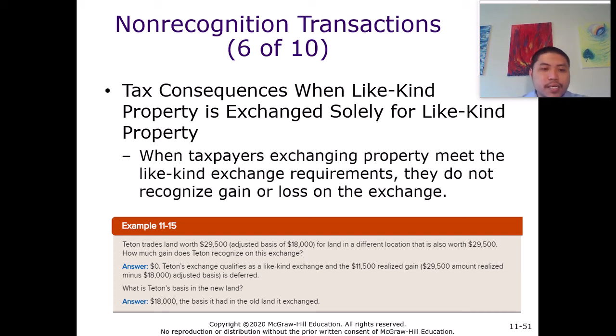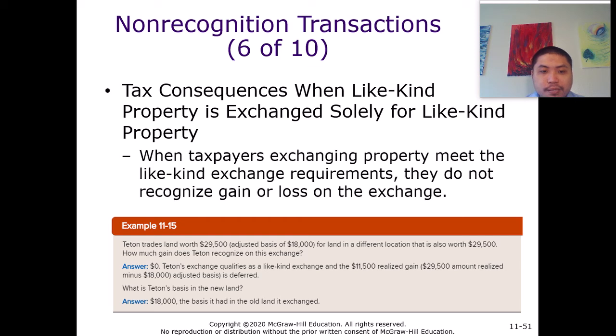So let's say Titan trades land worth $25,900 with an adjusted basis of $18,000 for land in a different location that is also worth $29,500. And it asks how much gain does Titan recognize on this exchange. The answer is 0, right? Like we said, because this is a purely like-kind exchange, there's nothing else involved.